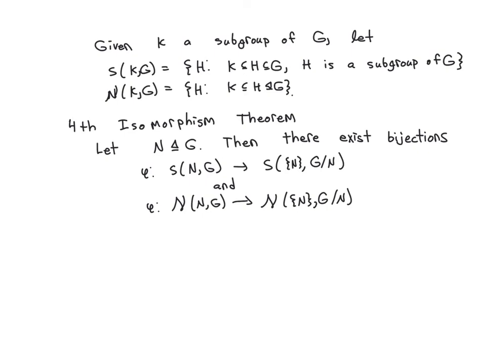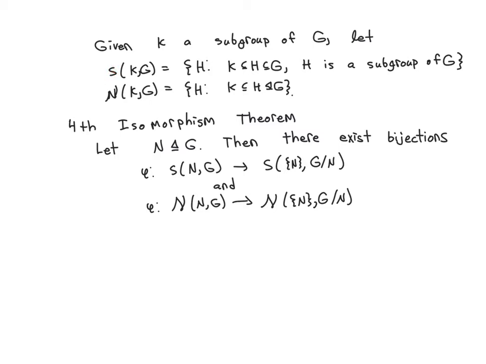So to state the fourth isomorphism theorem, it's usually stated by saying that there's a one-to-one correspondence between two collections, but that tends to always be cumbersome the first time you see it, so I'm going to differ from the book and state the two collections using set notation. So let K be a subgroup of G, then S of K, G is going to be the set of subgroups H of G with the property that K is a subset of H, which is a subset of G.